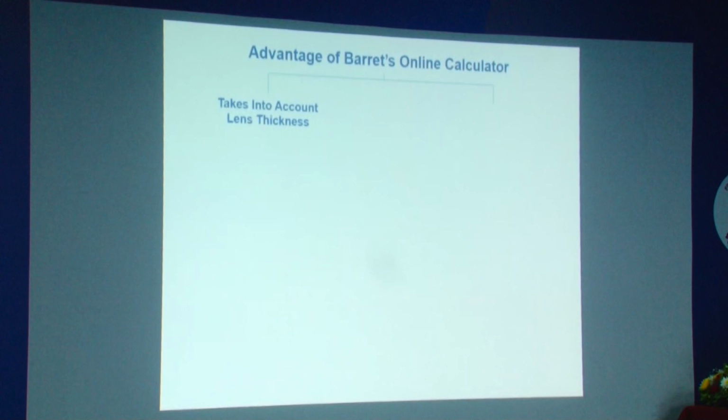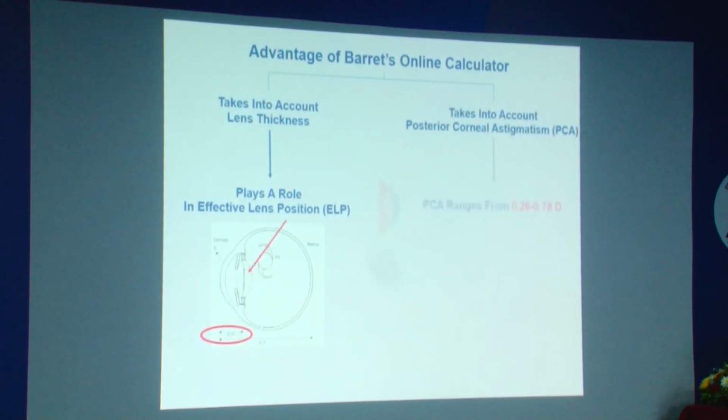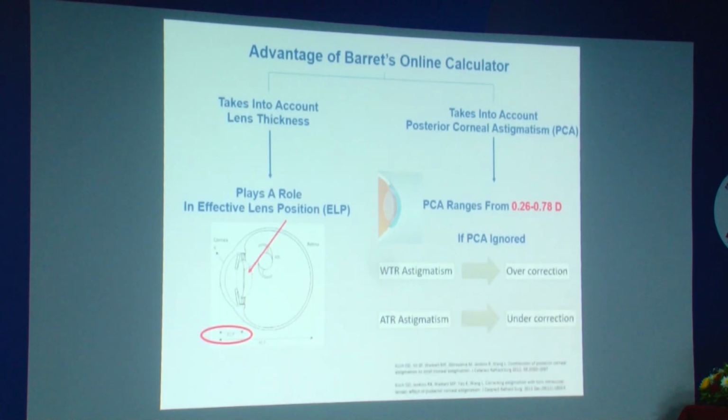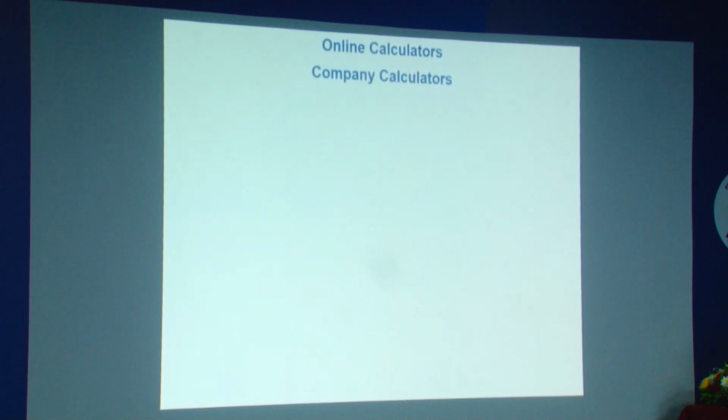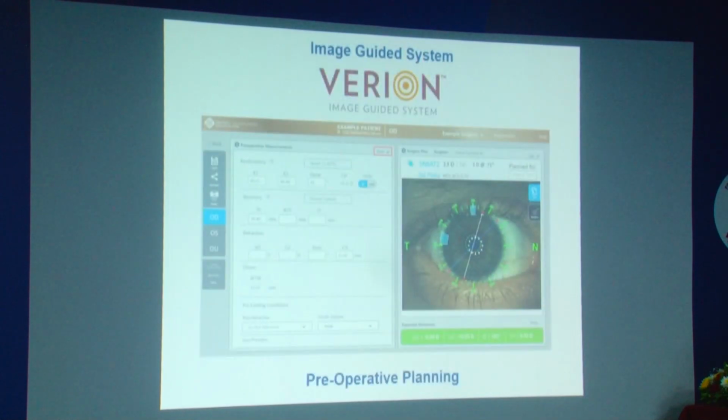The advantage of the Barrett online calculator, like I mentioned, is that it takes into consideration the lens thickness and therefore the ELP is taken care of, and also the posterior corneal astigmatism, which normally ranges from 0.2 to 0.78. Now, if we ignore the PCA, you could get an overcorrection in with the rule astigmatism and an undercorrection in against the rule astigmatism. We also have online calculators from various companies depending on whichever lens you're using, which are also a good option. Image guided systems are a very good tool for preoperative planning if accessible.